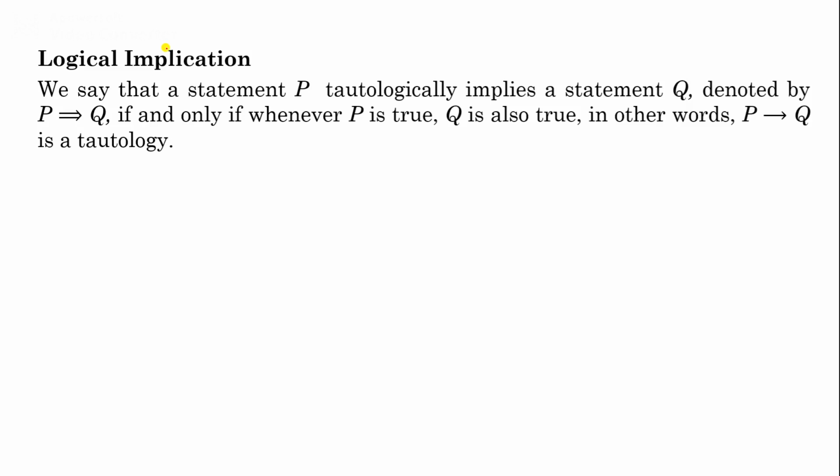Now another important aspect is logical implication. We say that a statement P tautologically implies a statement Q, denoted by P double arrow Q, if and only if whenever P is true, Q is also true. It means we have to assume that P is true and check that Q must be true. Only then we will say P tautologically implies Q.